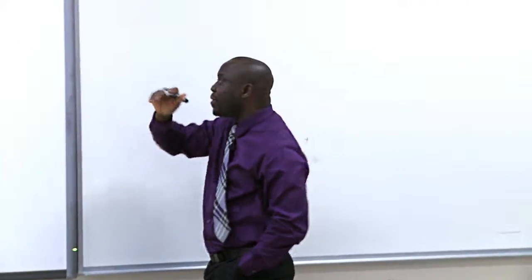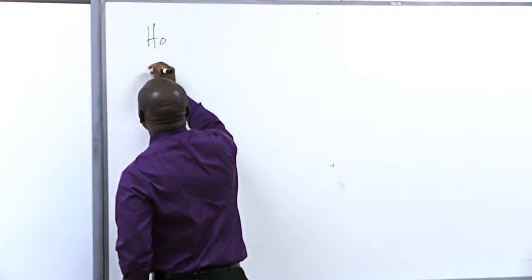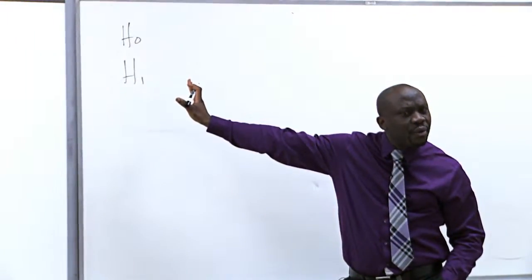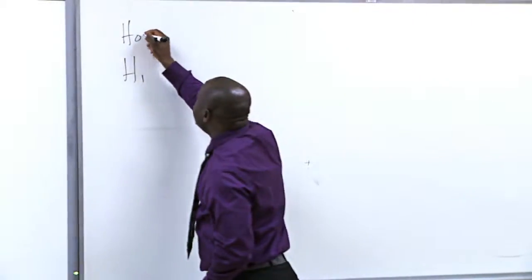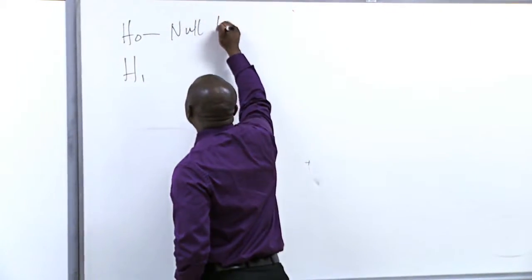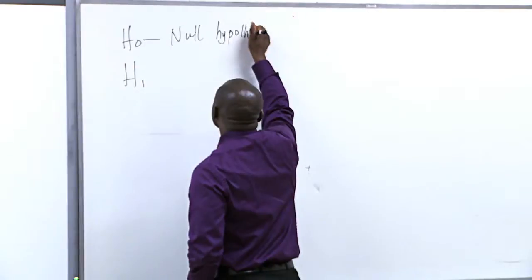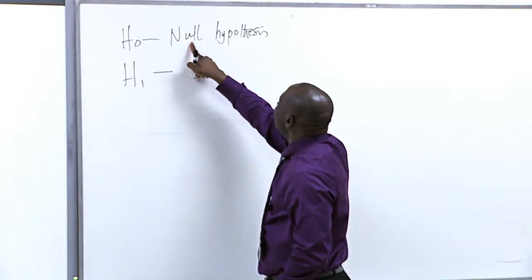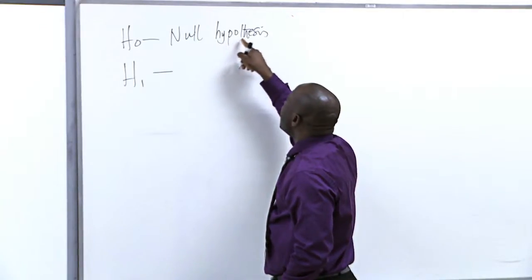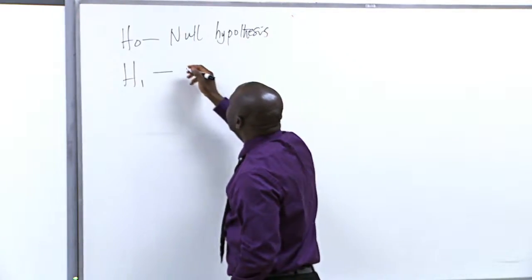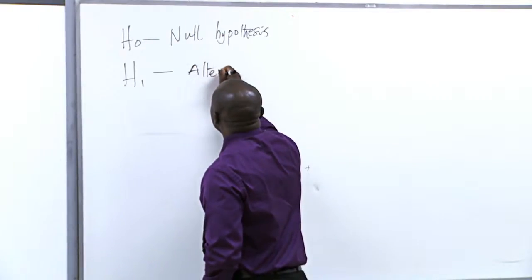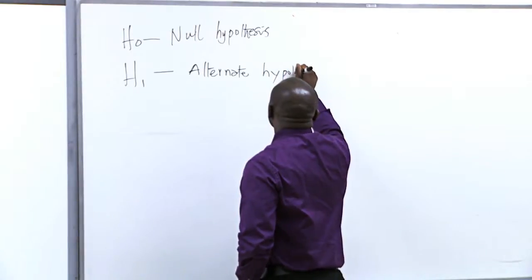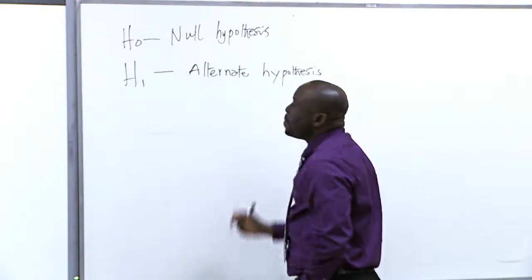This is how we go about this. So we're starting with H0 and H1. These are something new you haven't seen before. H0 is called the null hypothesis, N-U-L-L hypothesis. And this is the alternate hypothesis.